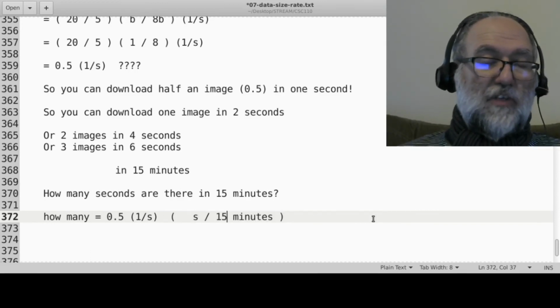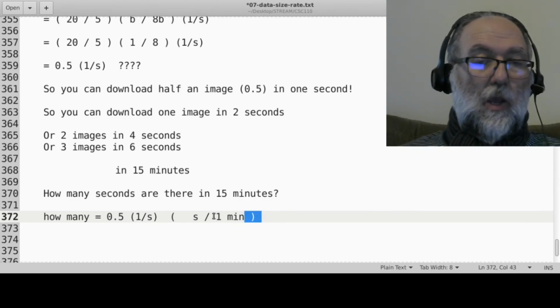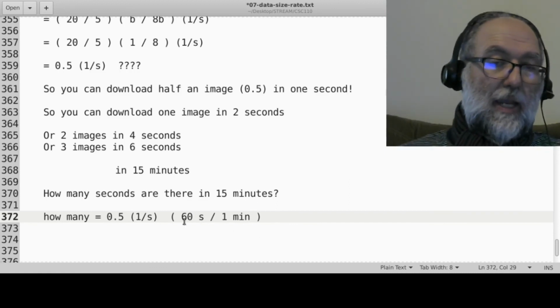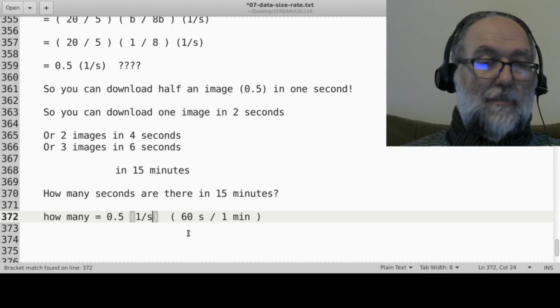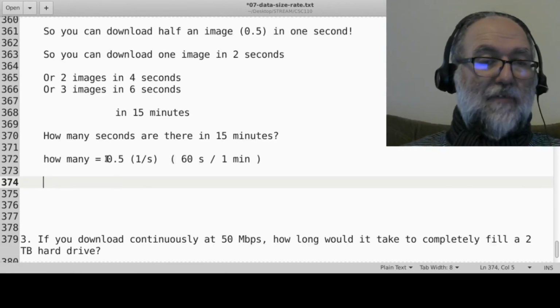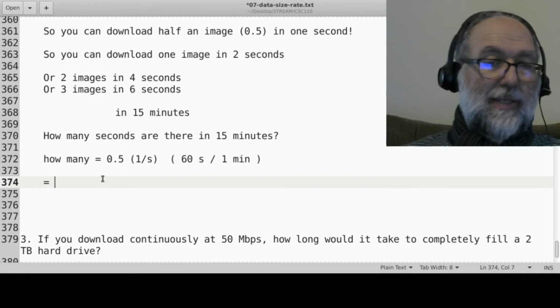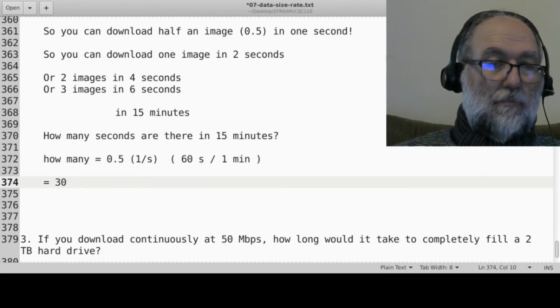Okay, well, we could do it first for 1 minute because I think that's easier to understand. Let's do 1 minute first. Okay, well, 1 minute is 60 seconds. Okay, and again, I put the seconds in the numerator so that it cancels the seconds in the denominator. And so right now I could say I'm downloading half an image in 1 second, or if you multiply this out, you're going to get 30 images per minute.